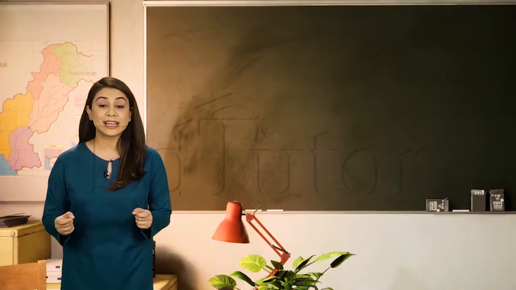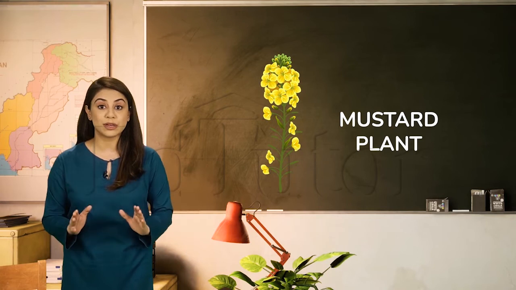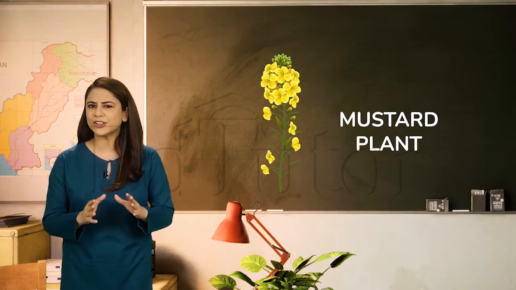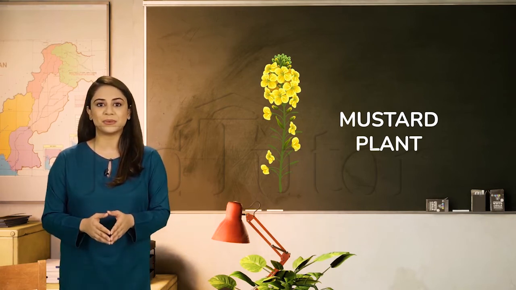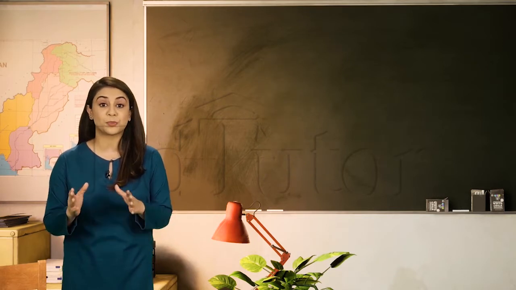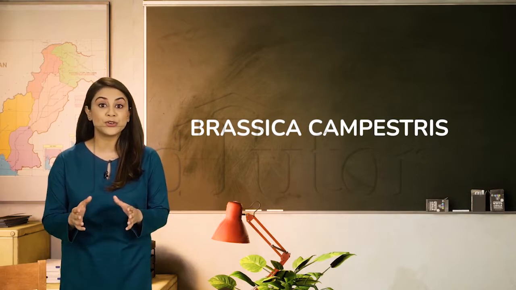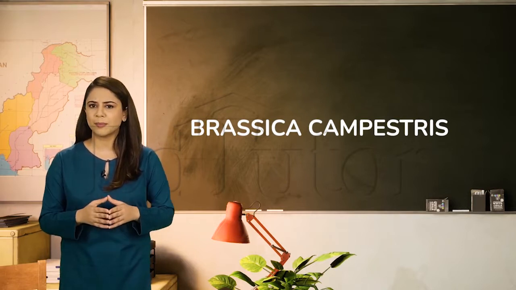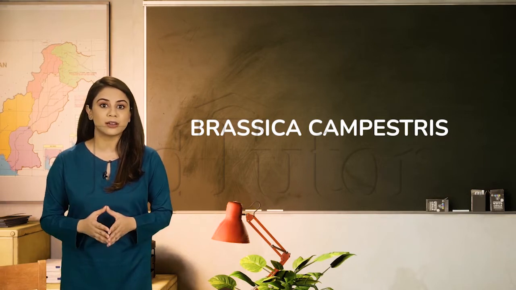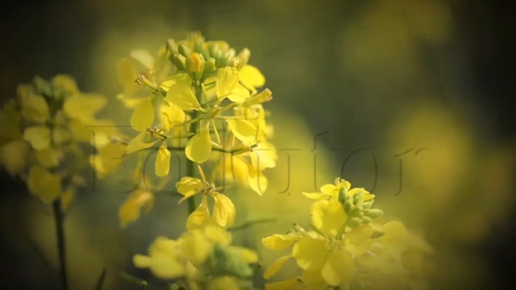Now, let's take a closer look at this mustard plant here. The mustard plant is actually kind of pretty. I know. When you hear that a plant is scientifically known as Brassica campestris, pretty is not the first thing that you associate with it. But it's true for this plant, which has bright yellow flowers and tender green leaves.